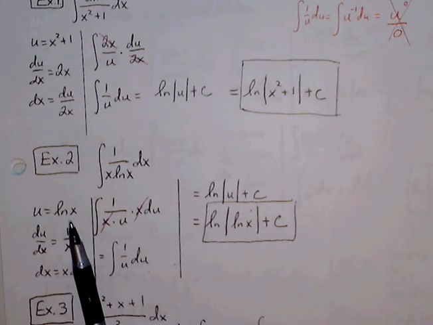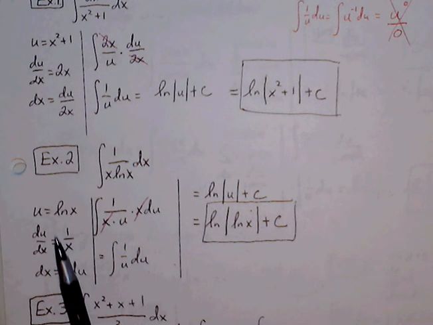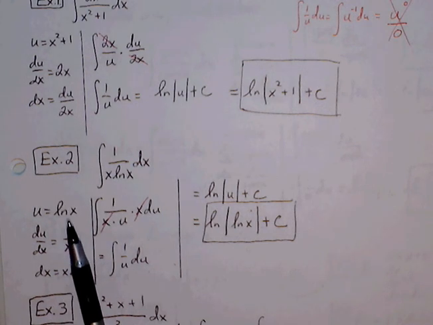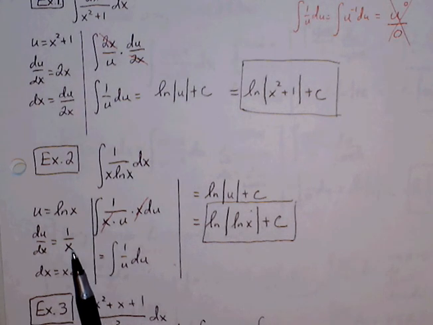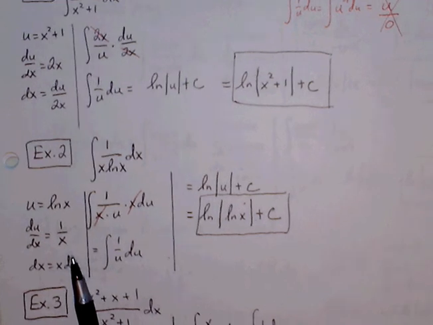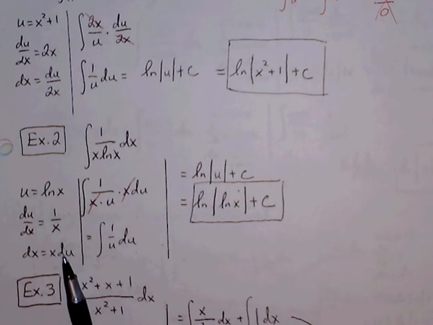Okay, so our u value is natural log of x. The derivative with respect to x of natural log of x becomes 1 over x, because the rule for natural log of u is u prime over u. So u prime of x, the derivative of x, is 1 over the original function, so 1 over x. Cross multiply, solve for dx. dx is simply equal to x times du.